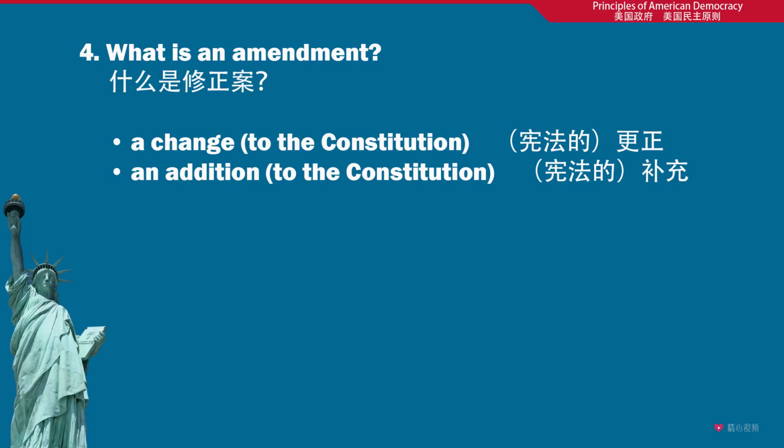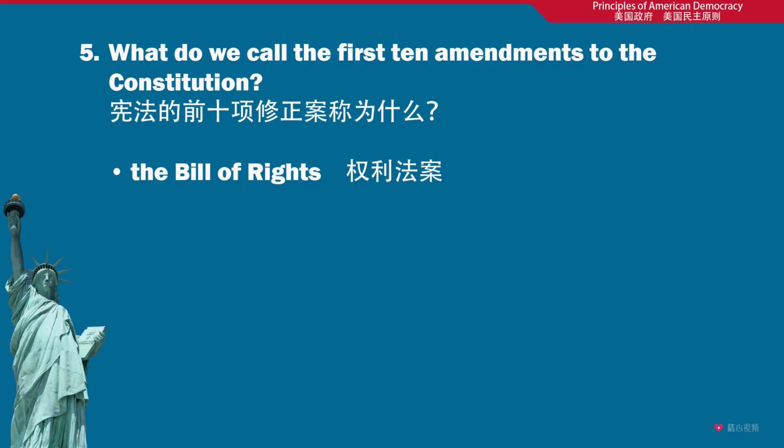What is an amendment? A change to the Constitution. An addition to the Constitution. What do we call the first 10 amendments to the Constitution? The Bill of Rights.